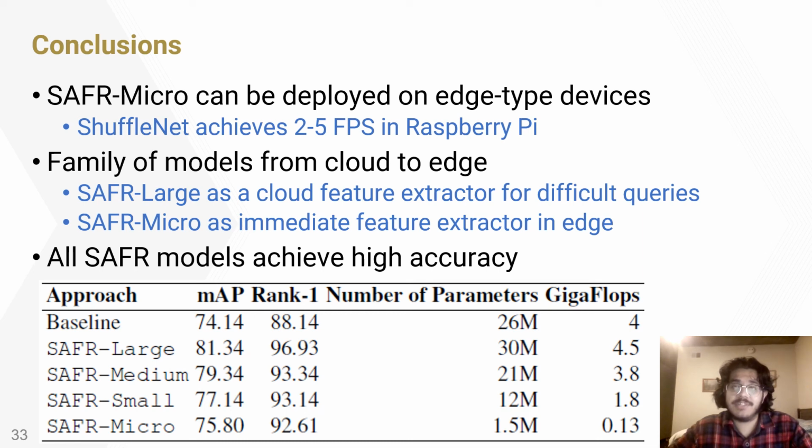All of our models achieve high accuracy and are significantly smaller than the current state of the art. For example, SAFR Micro, which has an mAP of 75, which is slightly better than the baseline of 74, has only 1.5 million parameters. SAFR Large has many more parameters because it is designed for the cloud.